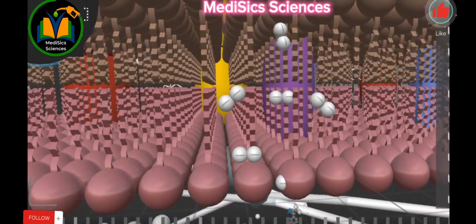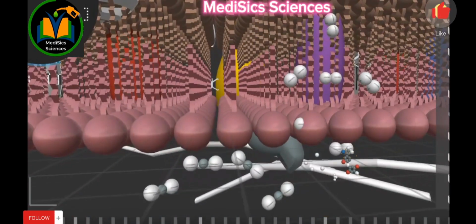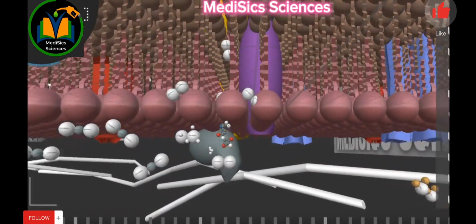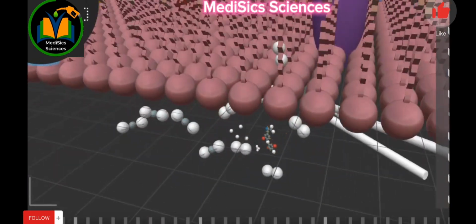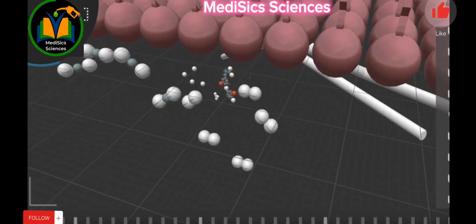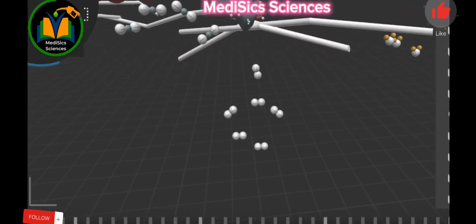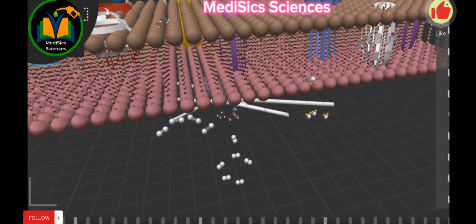Simple diffusion is the movement of gas molecules from a region of high concentration to the region of lower concentration through a semi-permeable membrane. That's why oxygen can diffuse through the cell membrane and is transported in the blood plasma by simple diffusion. Oxygen can be transported through the cell membrane by convection process.